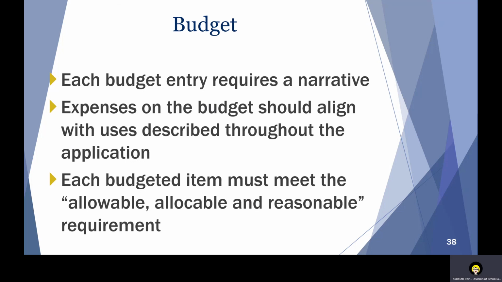The last page of the application is the budget page. Each budget entry requires a narrative. Narratives do not have to be exhaustively detailed, but should include an adequate description and give the reviewer an idea of how each category will be used. Expenses on the budget should align with uses described throughout the application, and each budgeted item must meet the allowable, allocable, and reasonable requirement.